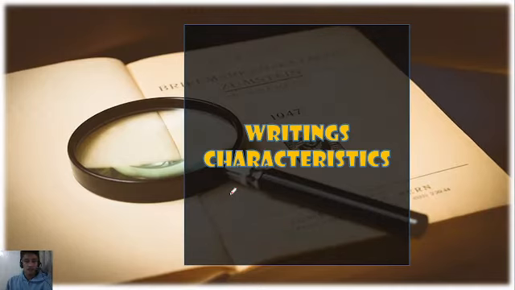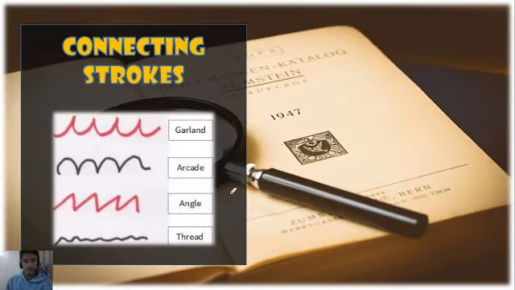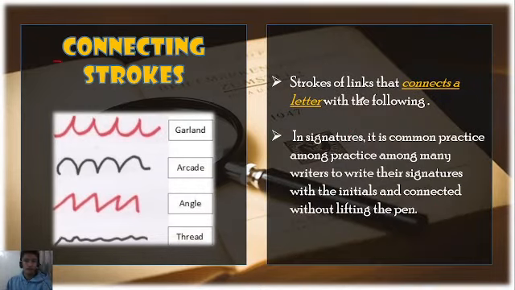Okay, so now we have here writing characteristics. Okay, different writing characteristics. So let's try to have here one by one. So first, we have here connecting strokes. So ano nga ba ang ibig sabihin pag sinabi nating connecting strokes? So these are strokes that link, strokes of links that connect a certain letter with the following. Okay, so this is common in cursive writings and in signatures also, in creating signatures. So there are four kinds of strokes.